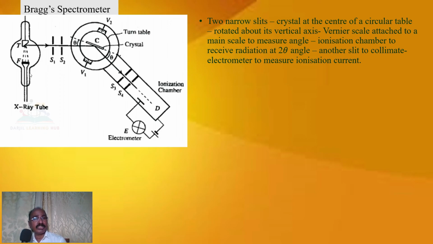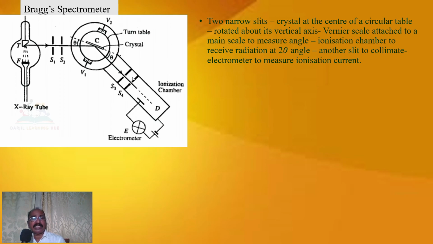Here you have a Coolidge tube from which X-rays are produced. These X-rays are made into a fine beam by the two slits S1 and S2, and they will be collimated into a fine beam. It falls on a crystal placed on a vernier table of the spectrometer. This glancing angle can be measured by the vernier scale attached to the main scale here. At an angle of 2 theta, instead of the telescope, we can have the ionization chamber. The ionization chamber can be placed at an angle of 2 theta to measure the reflected beam or the diffracted beam.